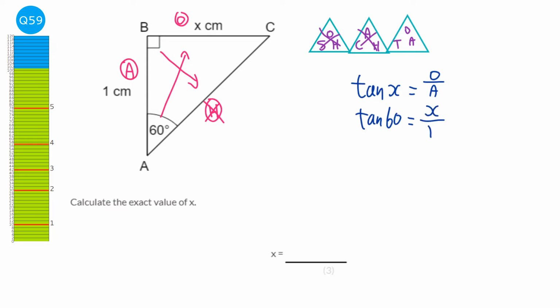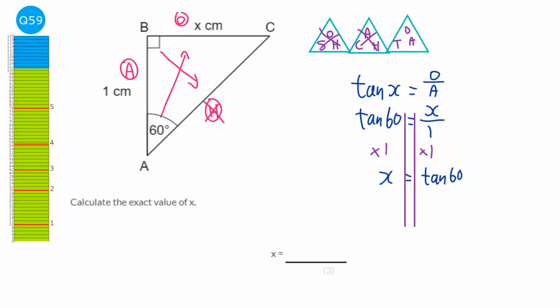And so now here we're looking for the exact value of x. So if I times both sides here, let's just get our solving lines in here, and times both sides by 1, or just get rid of the fraction, we end up with x equals tan 60.